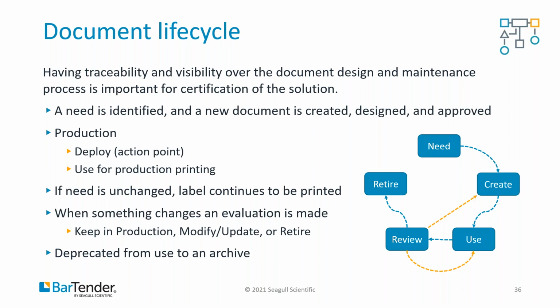Alternatively, the document could be deprecated from use and put into an archive, so retired, still stored in the document repository, because of course at a later date it could be reintroduced, and also stored for purposes of traceability, to have the visibility of information on that document.